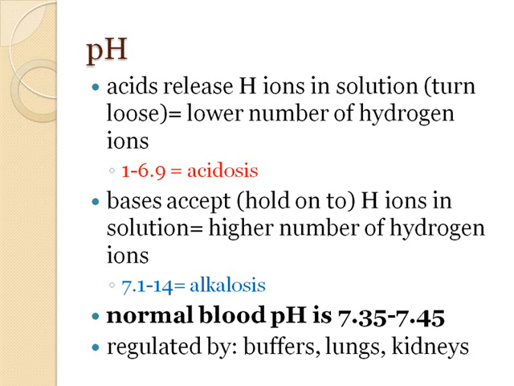Bases, on the other hand, hold on to hydrogen ions. Therefore, they have a higher concentration of hydrogen ions. So anything with a pH greater than 7.1 to 14 will be considered alkalotic, or what we commonly call basic. Your pH is regulated by buffers, lungs, and kidneys. So we've got 3 different systems that are working in the body to help regulate your pH and make adjustments, because we want our normal body pH to be 7.35 to 7.45.